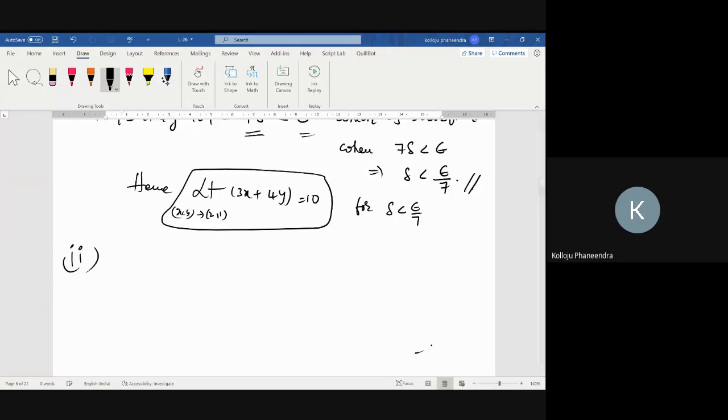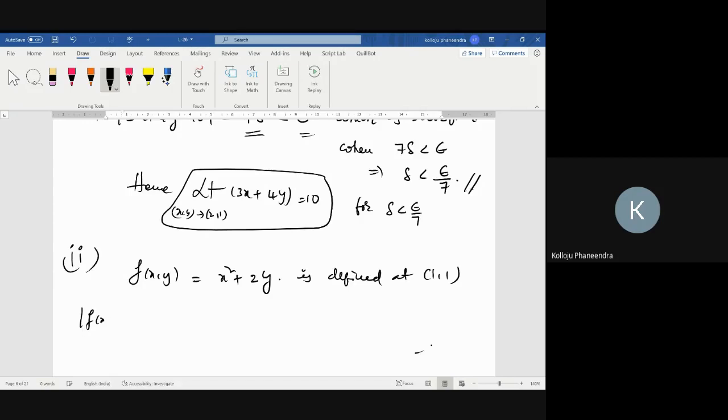What is the function? f(x,y) is equal to x square plus 2y. What is the point? (1,1). Clearly it is defined at (1,1). If it is not defined, you write not defined. Okay. Now, what is this function?